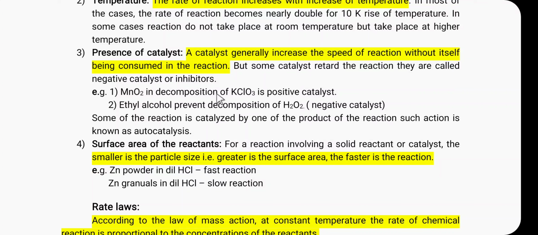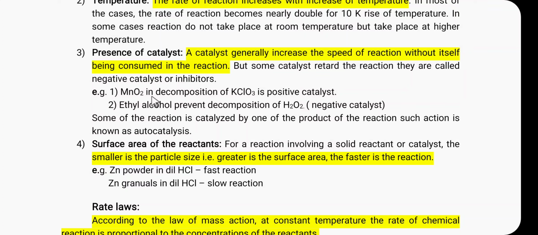So, let us consider two examples. The best example is the decomposition of potassium chlorate. In the decomposition of potassium chlorate, we always use MnO2 as a catalyst, and due to presence of MnO2, the rate of the decomposition of potassium chlorate is increased and there is a formation of oxygen gas.